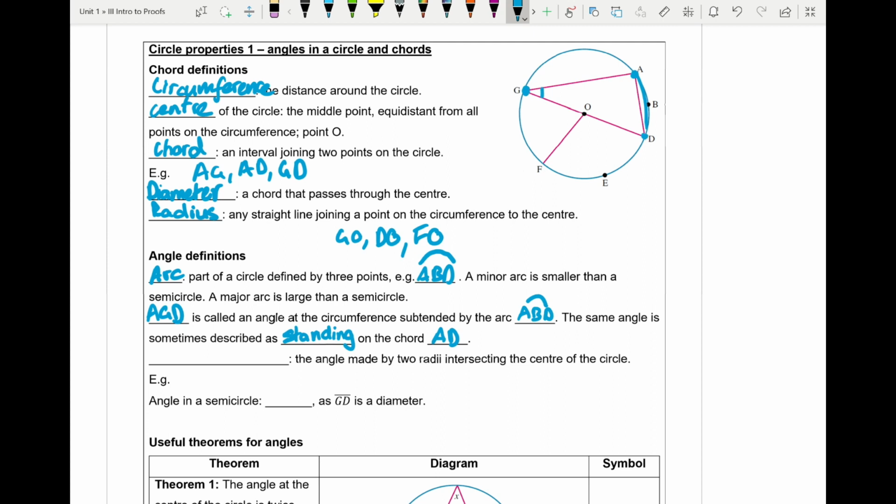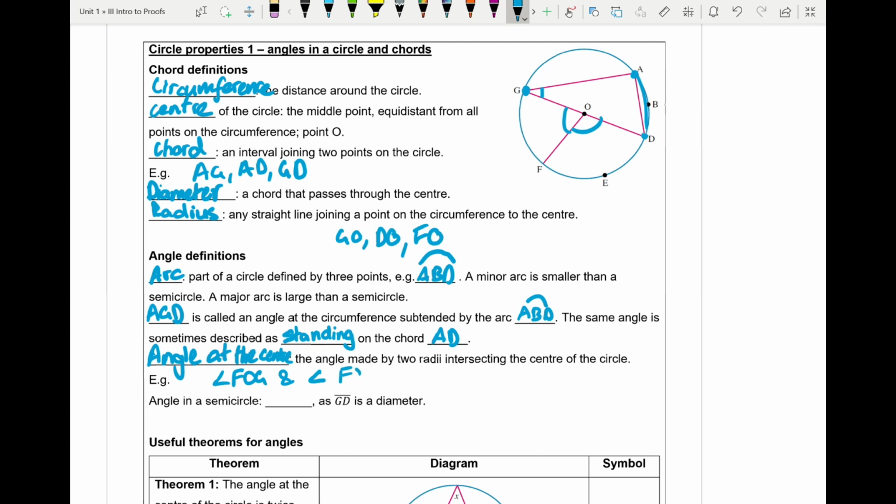The angle at the center is the angle made by 2 radii intersecting at the center of the circle. So, for example, here we have the angle FOD, that angle there, as well as the angle GOF in this case, or FOG. Angle FOG and angle FOD.